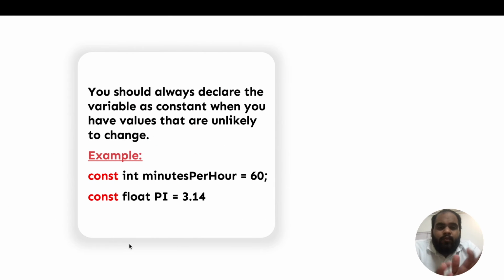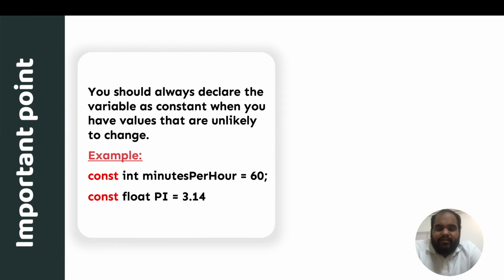Now you should know some of the important points. You should always declare variables as const when you have values that are unlikely to change. Let us suppose you have gravity. Gravity is something that is not going to change at all. It's going to be 9.6, or sorry, 9.8. 9.8 meters per second squared, or some people say 10, but it's always going to be 9.8.